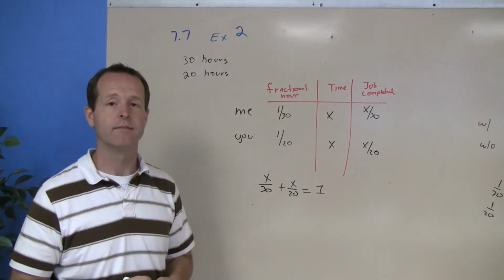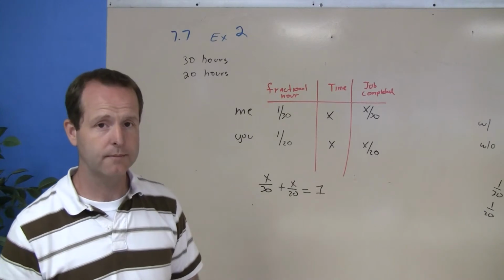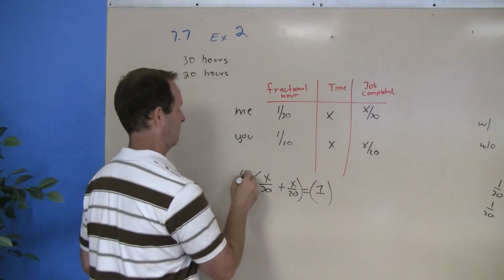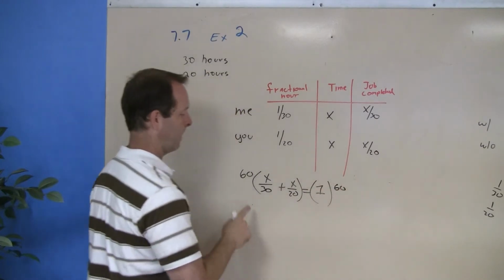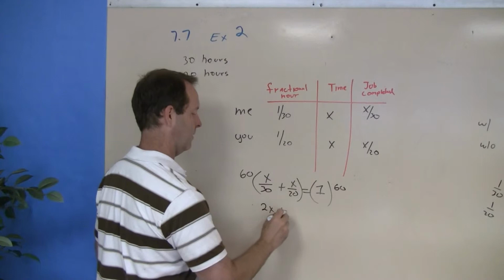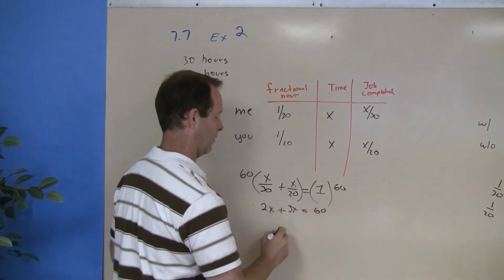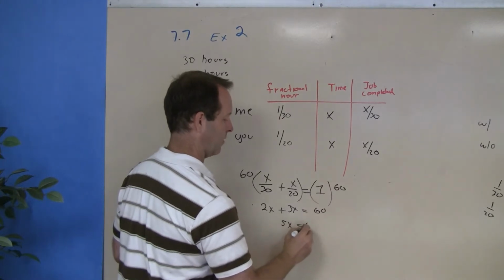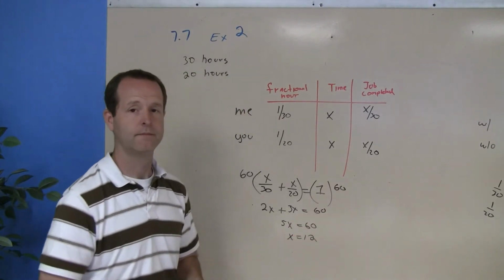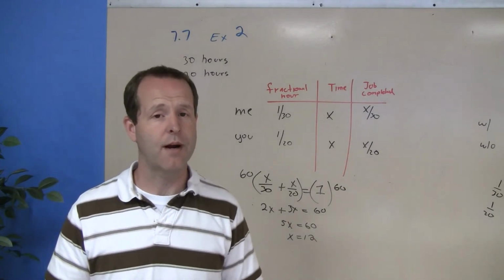Now I can solve this. And the first thing I want to do is use a fraction killer. Can you think of the right one? I'm going to use 60. 60 times this first, x over 30, gives me a 2x, plus a 3x equals 60, or 5x equals 60, x equals 12.